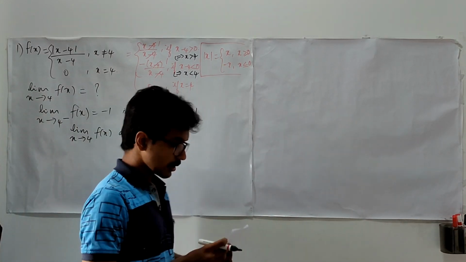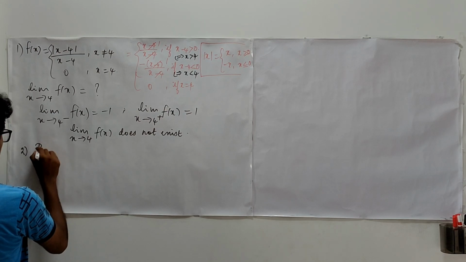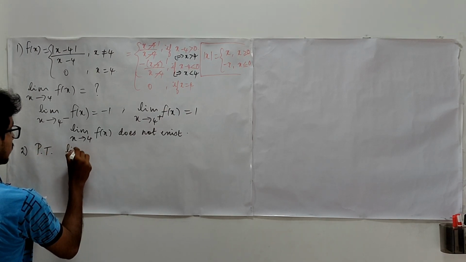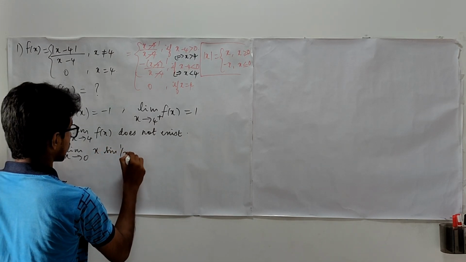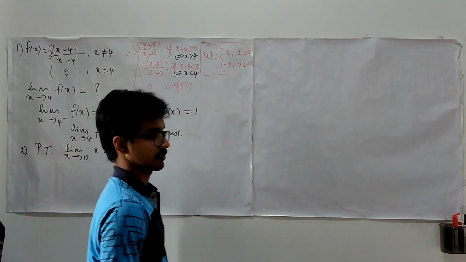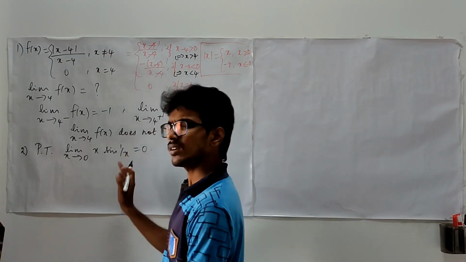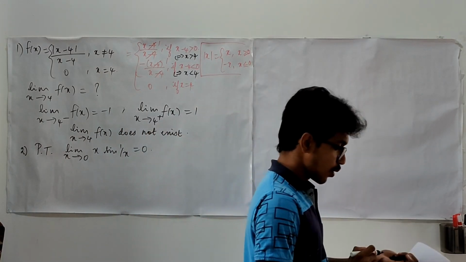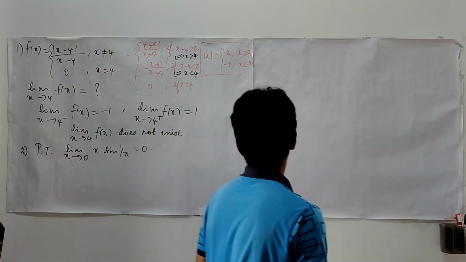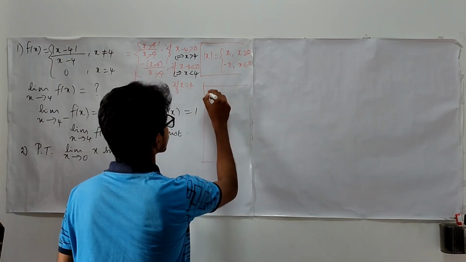Now let us move to the next problem. That is, we have to prove that limit x approaches 0 of x times sine 1 upon x is 0. Blindly looking at it, we see that it trivially holds. But we have to prove it with the definition. What is the definition? Let me use the space.